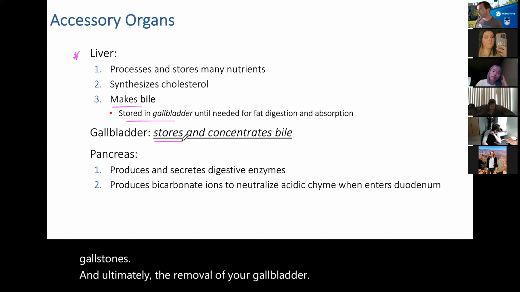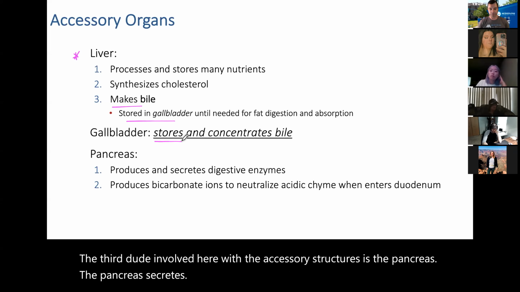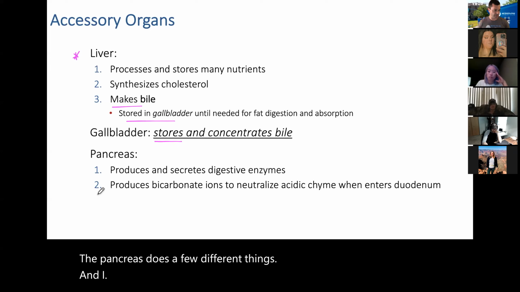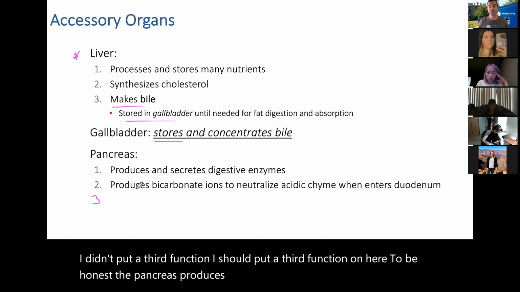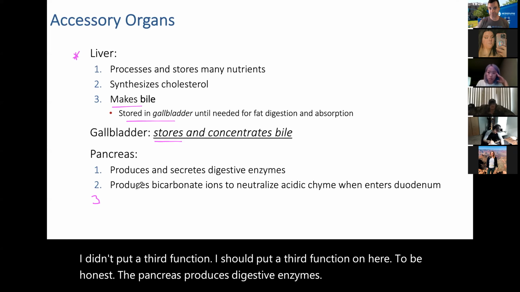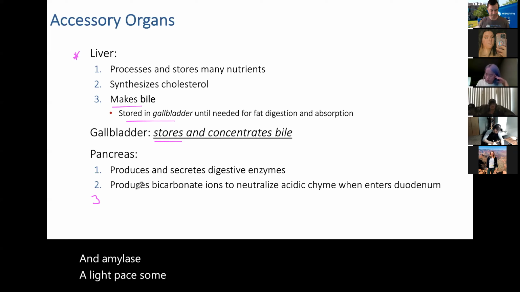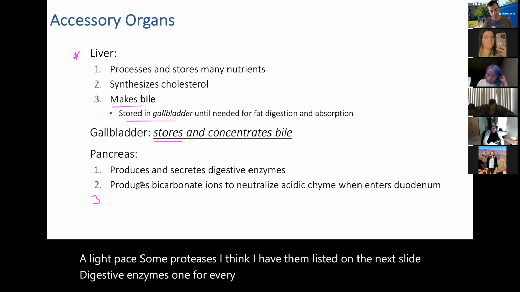The third dude involved here with the accessory structures is the pancreas. Well, the pancreas does a few different things. Okay. And I didn't put a third function. I should put a third function on here, to be honest. The pancreas produces digestive enzymes. Okay. An amylase, a lipase, some proteases. I think I have them listed on the next slide. Digestive enzymes, one for every macronutrient that you got.